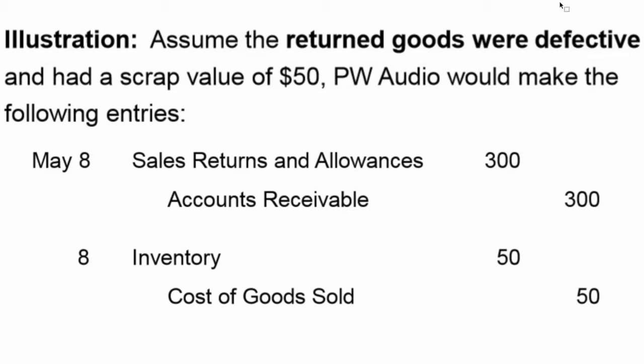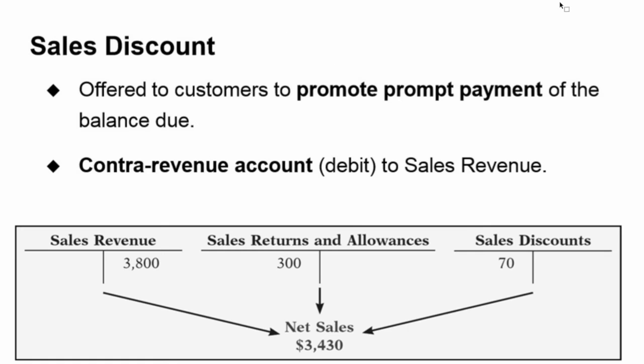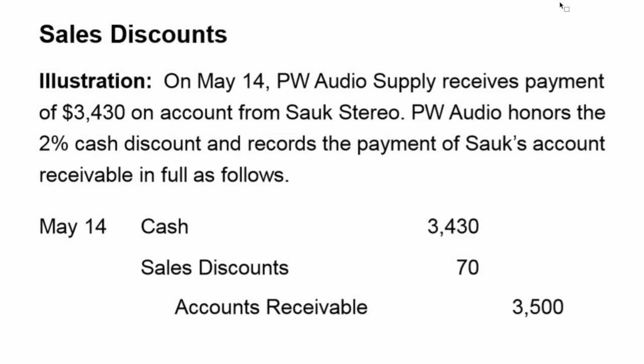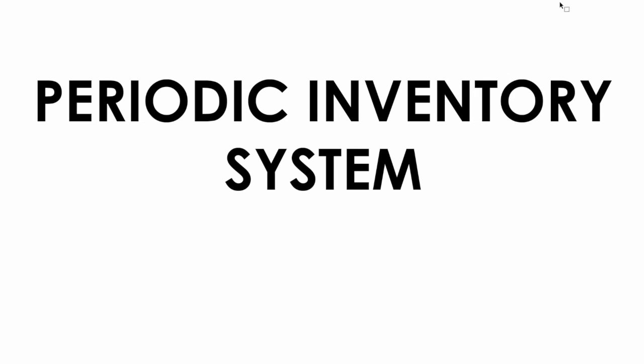Ito ang entry natin sa periodic. Okay? Sa perpetual. Ito yung entry sa perpetual. Ito naman yung entry sa periodic. Same lang siya. Okay? So, again, magkakaroon tayo ng same entry with periodic and perpetual upon recording the sales discount. Okay? Or once the customer pays the balance of the receivable, okay, within discount period. Okay, so that's for our periodic inventory system.